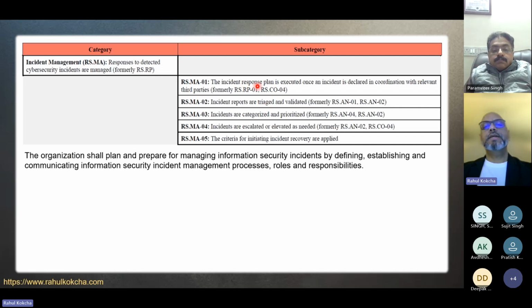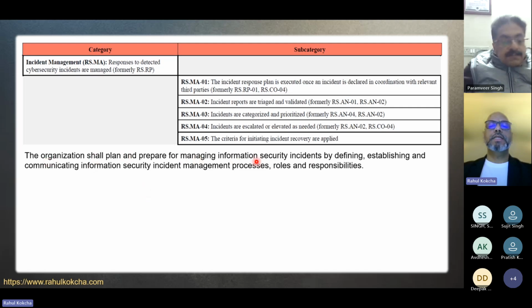So they have defined the incident management in 5 different subcategories. And in 27001, it's probably in one or two controls basically they have given, which talk about that the incident management shall be planned. So the organization shall plan and prepare for managing information security incidents by defining the incident management process. So this is in 27001, and this is given in the CSF. There's no new requirement here which we don't cover in 27001.